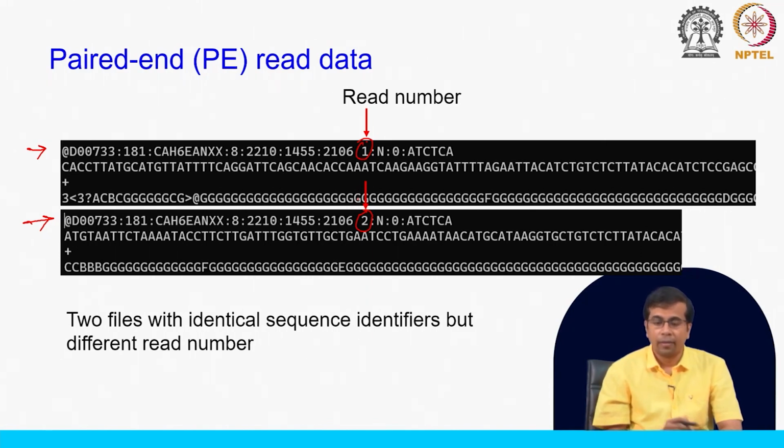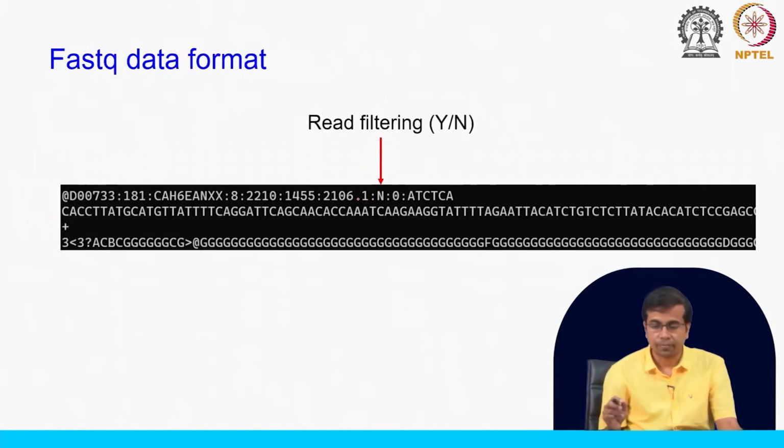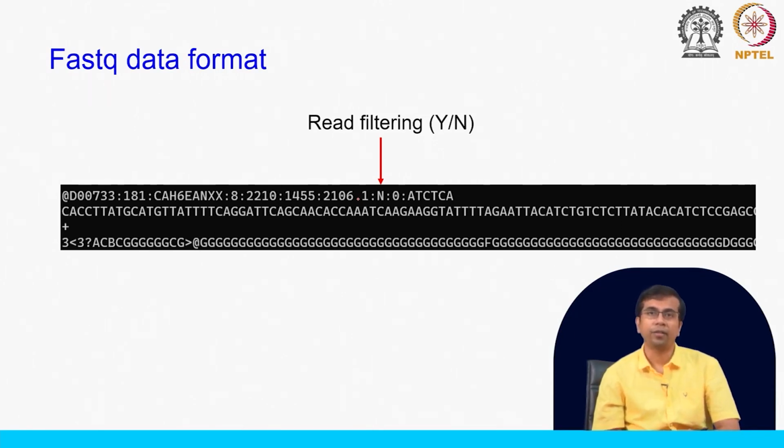The next field shows whether the read is filtered or not. When you are running experiments in the instrument, the signal processing software that processes signals and calls the bases can do some filtering. You can set some filtering, and if the read is filtered it means it has some issues probably. N means it is not filtered, so it is actually of good quality as per the software, whatever the thresholds are.